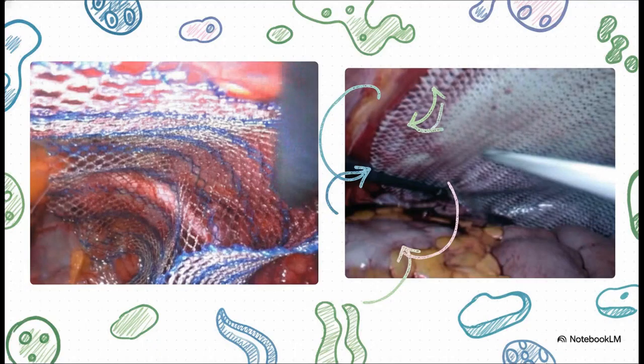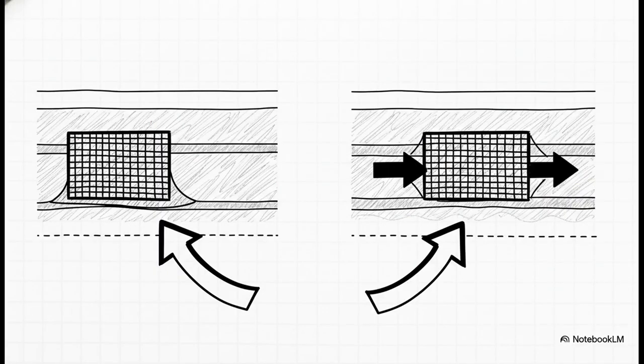And here is what that looks like in practice. These are two laparoscopic views of synthetic mesh being placed inside the abdomen. Now, the goal of these materials is to be inert, to not cause a reaction, but to act as a kind of scaffold. Over time, the body's own tissue will grow into the pores of the mesh, creating a permanently reinforced, strong repair. But you see, simply using mesh is not enough.